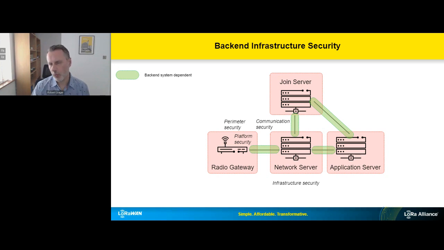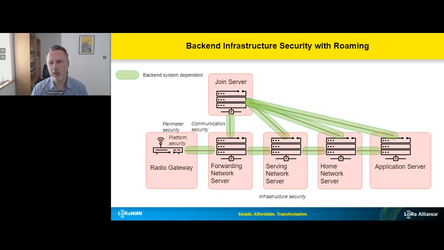So these are the things you have to consider with regards to the network elements. And also the communication security, which builds on top of the LoRaWAN Foundation security, which is already there, which Alper's explained. So again, if we look at the same infrastructure with roaming, it's the same picture really. The only difference here is we have these network servers with different roles: a forwarding network server, a serving network server, and a home network server. And again, you'd protect them all in the same way.